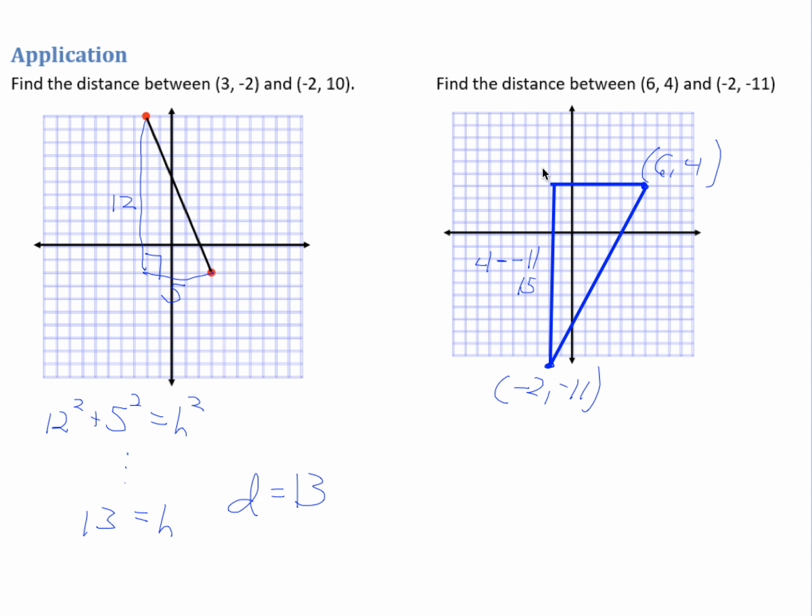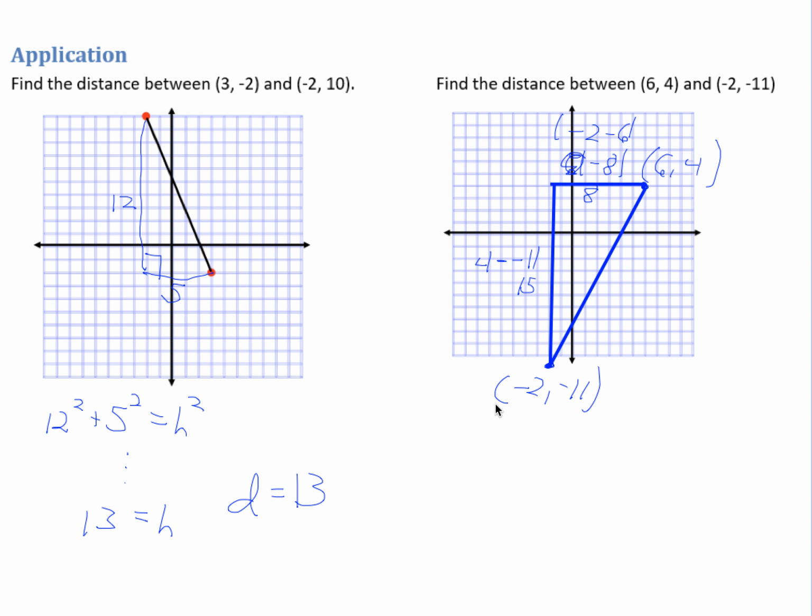Over here, we might think -2 minus 6, which gives us -8, which is kind of interesting because this is a distance. Distances aren't negative. So how can we make a negative number be the positive or the opposite? We can take the absolute value of it. So this length is 8. We could count it off, or we can subtract the 2 values. To find this horizontal distance, we did -2 minus 6, and to find the vertical distance, we did 4 minus -11.